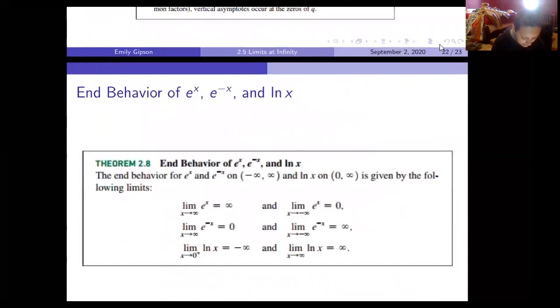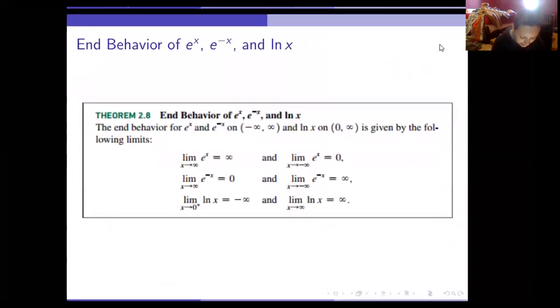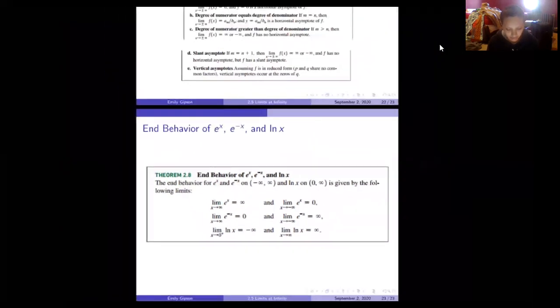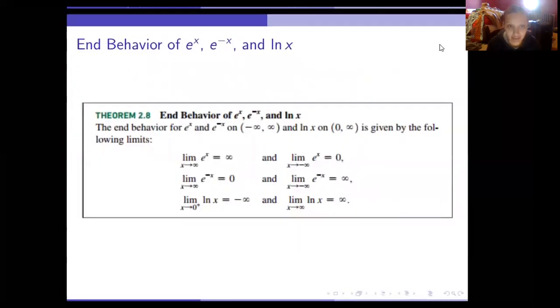And finally, the end behavior of e to the x, e to the negative x, and the natural log of x. Again, just pause your video and write these down. These are going to be things that you just have to memorize. You can't really cheat around them or anything like that. You just have to memorize them. But if you know how to draw these functions, then you're going to know how they behave. And that's important.